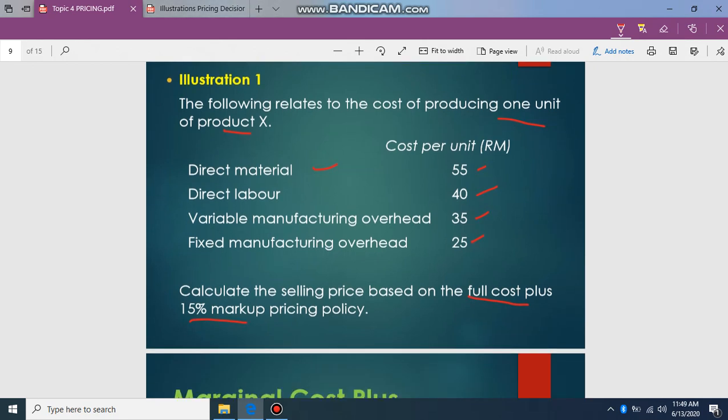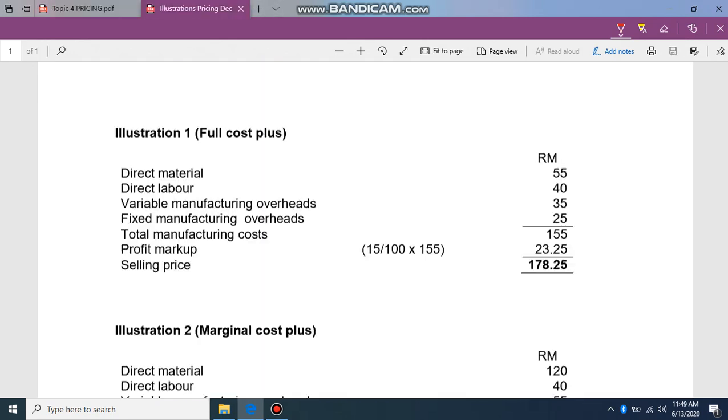So how to calculate the price? These are the examples of how we should calculate the price. Full cost means we total up all the variable cost and the fixed cost. Variable cost: direct material, direct labor, variable overhead, and also the fixed cost 25. So the total manufacturing cost will be 155 ringgit per unit, and then plus the profit markup.